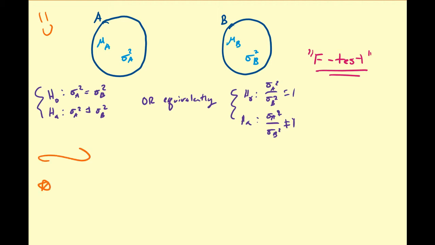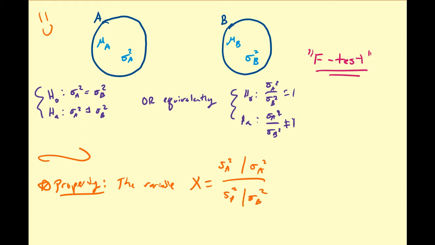To guide this test, we're going to take advantage of a particular property, namely the variable x equal to S A squared divided by sigma A squared. That's the quotient of the sample variance of A divided by the fixed constant, the variance of population A, divided by the quotient of S B squared and sigma B squared, same interpretation. So this variable is associated to what we call an F distribution.